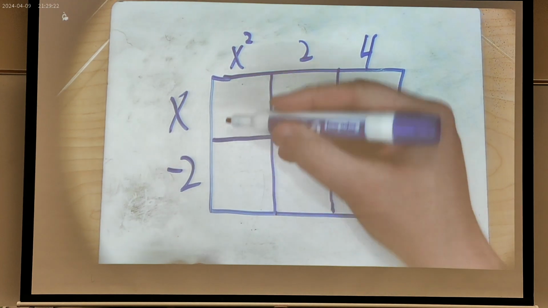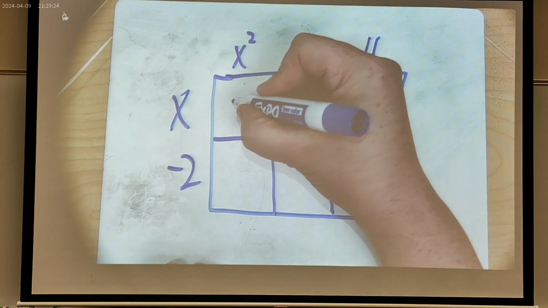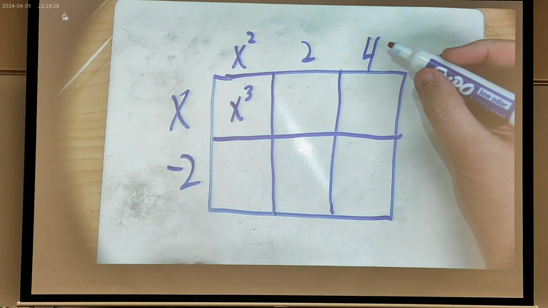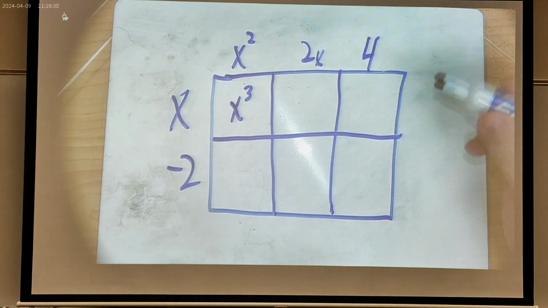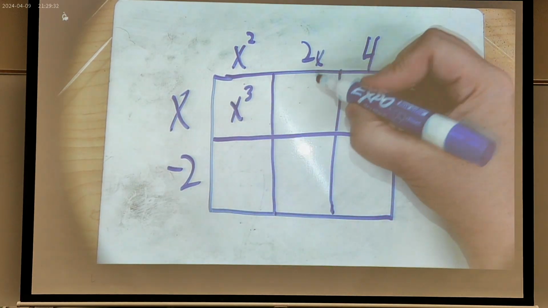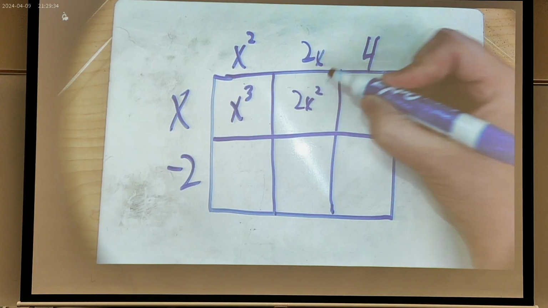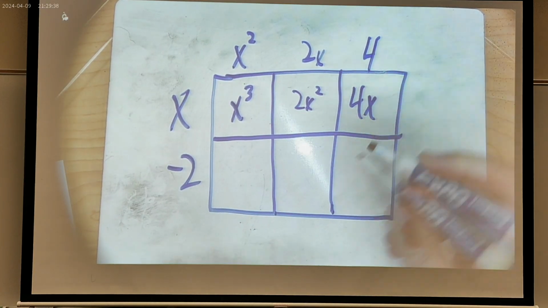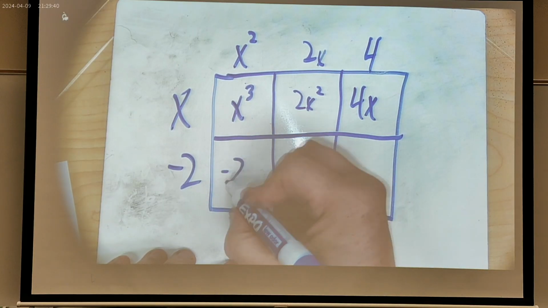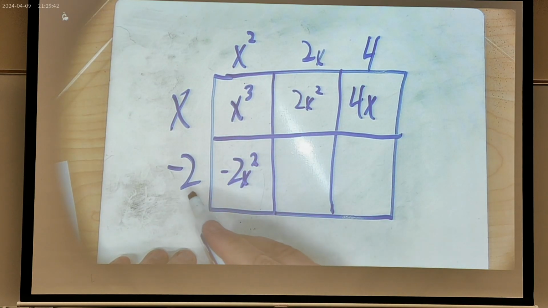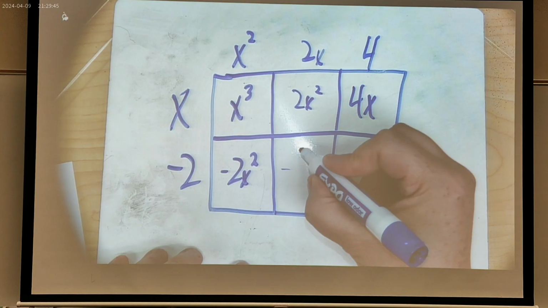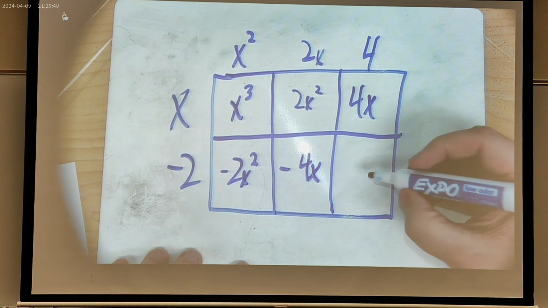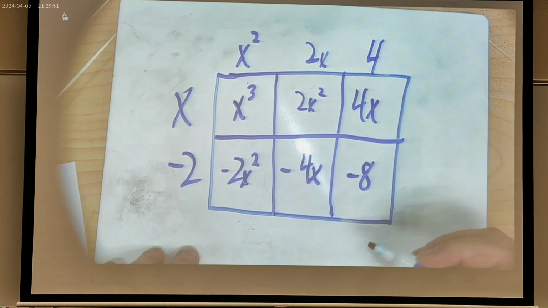Alrighty. So again, we're going to be setting up a grid here. I've got x times x squared gives me x to the third. Wait, what? Oh, 2x. There we go. I knew I forgot something. X times 2x is going to be 2x squared, and then 4x. Next, I've got minus 2x squared. Negative 2 times 2x is minus 4x. And then finally, negative 2 times 4 is going to be negative 8.